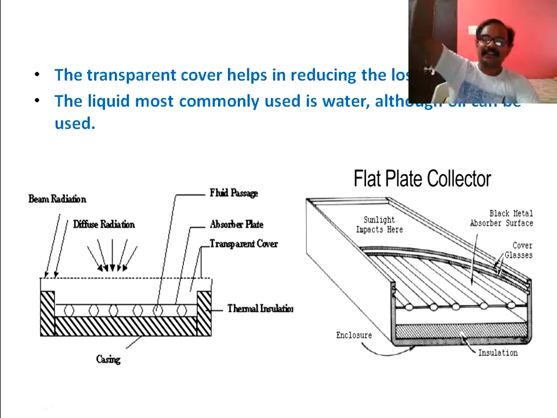Whenever sunlight falls on the glass covers, which are transparent to sunlight, the sunlight passes through those glass covers and is absorbed by the black surface. Once the black surface gets heated up, that heat is transferred to the metal tubes which contain water, and the metal tubes are heated up. Once the metal tubes are heated, the water inside the metal tubes also gets heated.